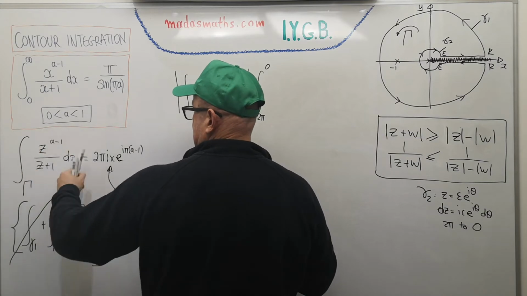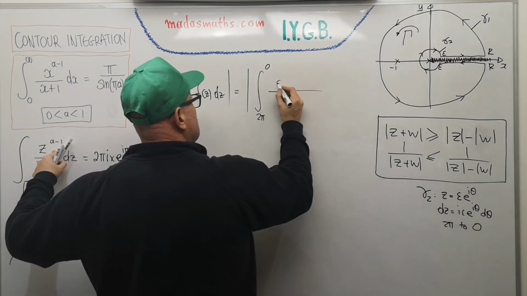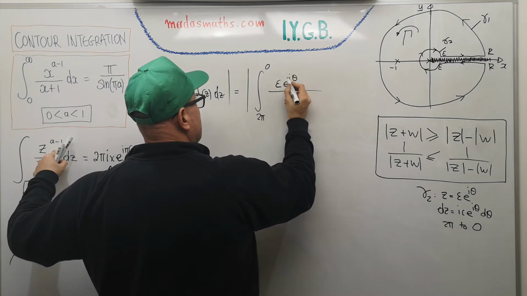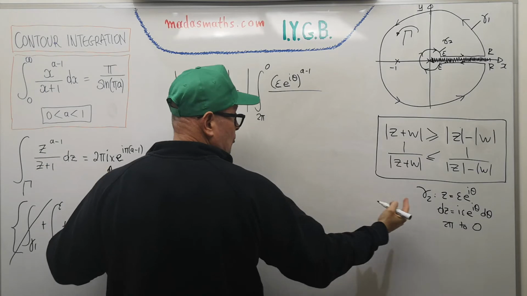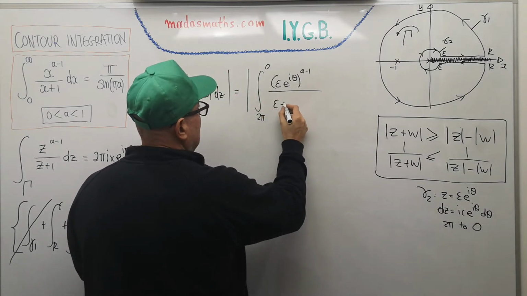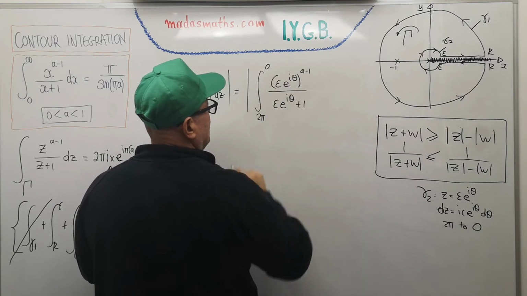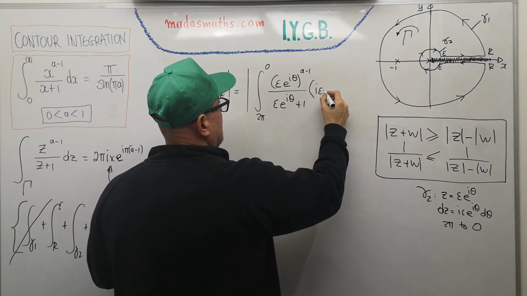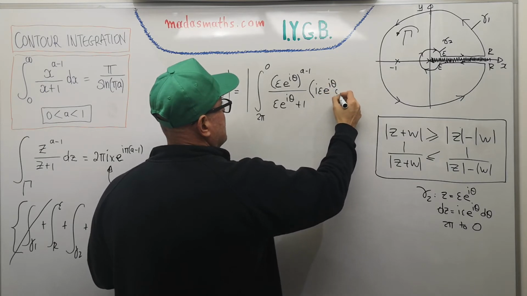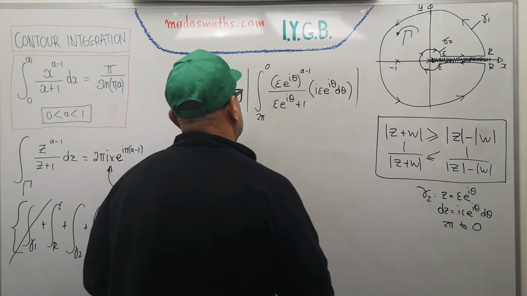My f of z here, so I'm putting in there now on the numerator epsilon e to the i theta to the power of a minus 1. z plus 1 is epsilon e to the i theta plus 1, chop off that fraction, put the dz is i epsilon e to the i theta d theta. Close bracket, close mod. Tidy.